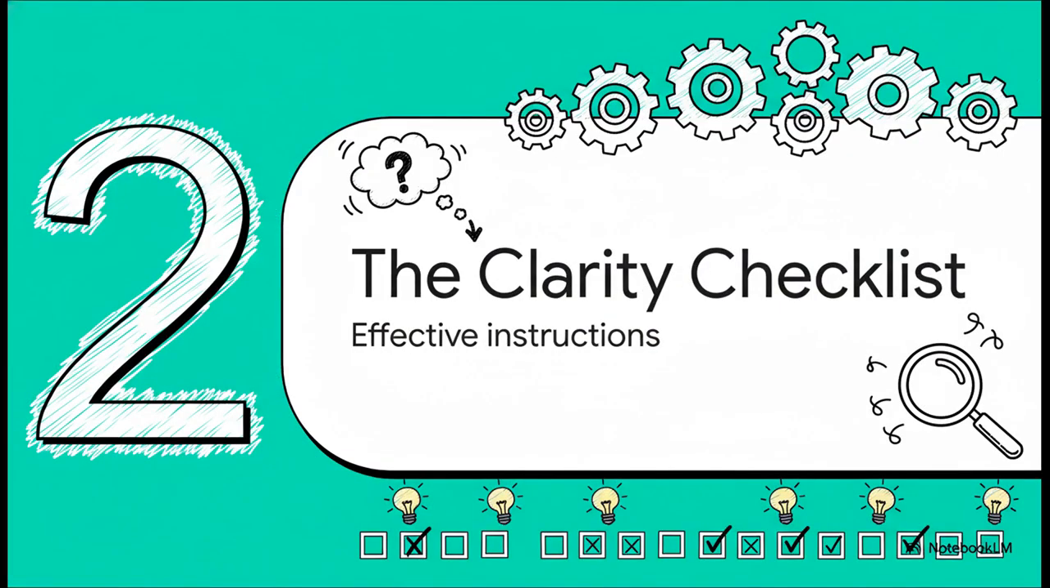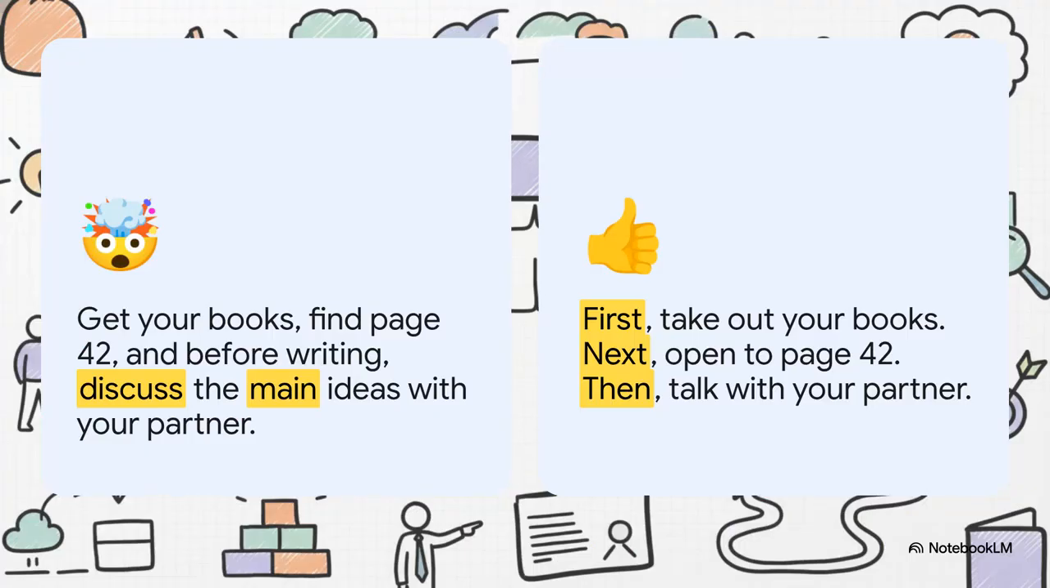Okay, so it's one thing to know the problem, but what we really need is the solution. And that brings us to our second section, the clarity checklist. Think of this as the foundation for building instructions that are so simple, so direct, they're pretty much impossible to get wrong. This slide is just a perfect illustration of the first big idea, chunking.